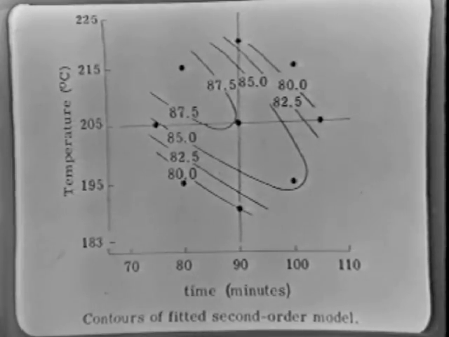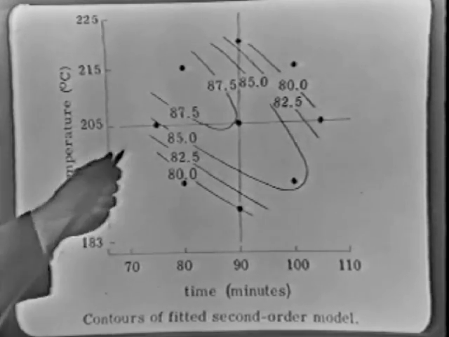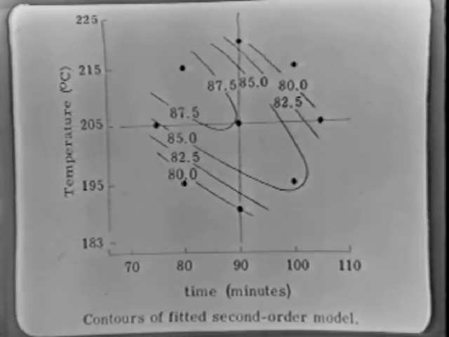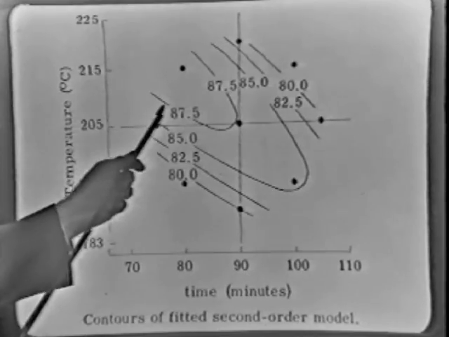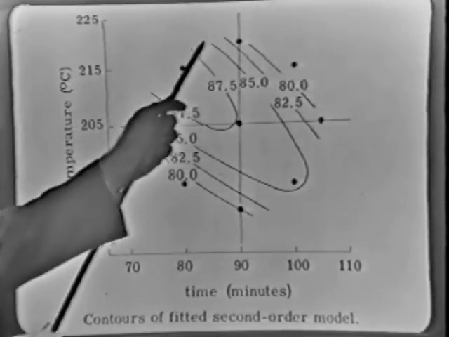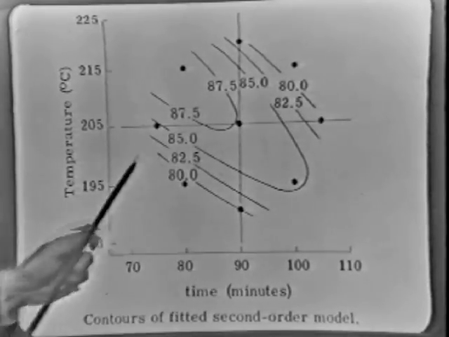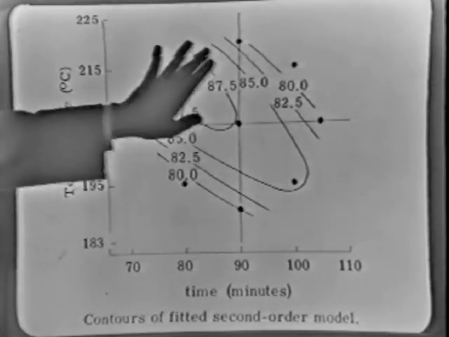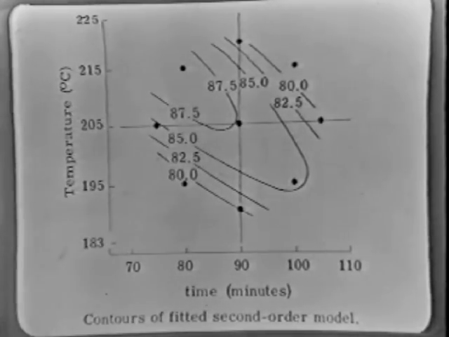Here are the contour lines which we can construct on the basis of those 9 experimental environments. You can see all the way along here the yields are 87.5. All the way along here the yields are 85, and so on. And you can actually see a curved surface there with higher yields up in this direction.